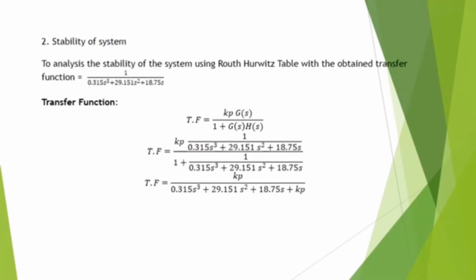Next, for the stability of the system, to analyze the stability of the system we use the Routh-Hurwitz table with the obtained transfer function. From the transfer function given, we declare it as G(s). So we want to find the transfer function. This is the formula of the transfer function. After that, we substitute the values and we get the transfer function, which is Kp over 0.1315 s cubed plus 29.151 s squared plus 18.75 s plus Kp.